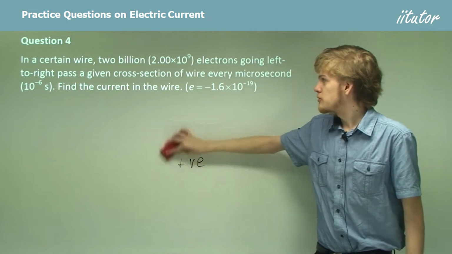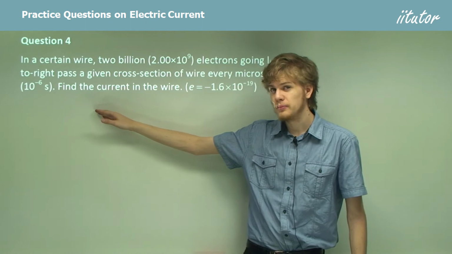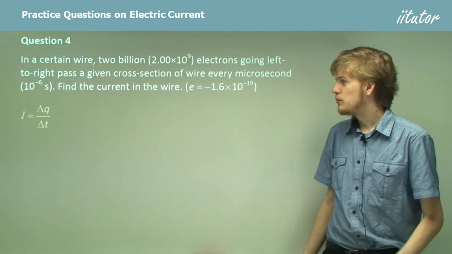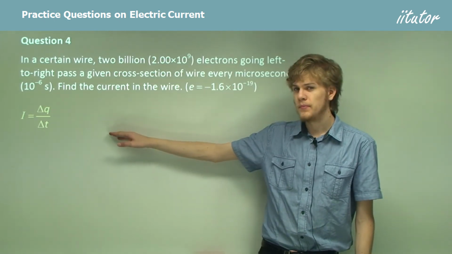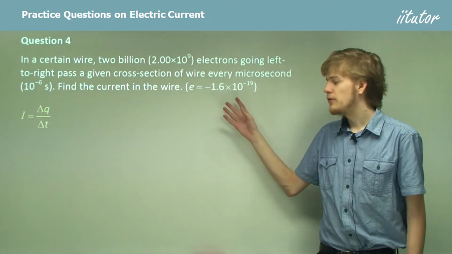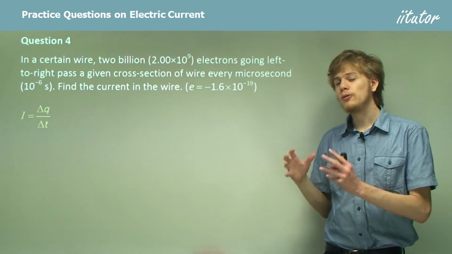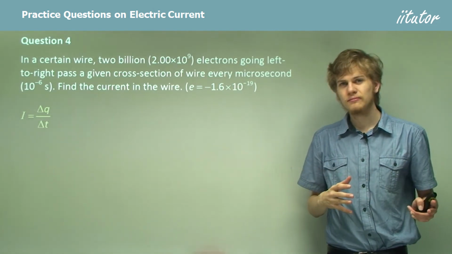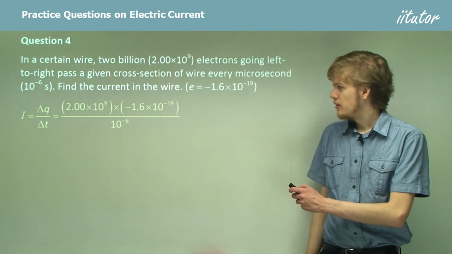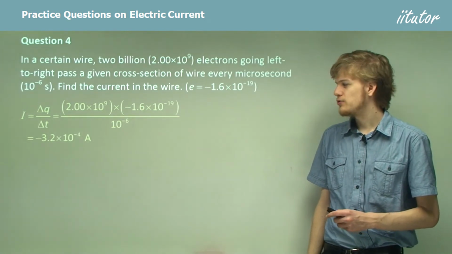We know the number of electrons passing through the cross-sectional wire, and we know the amount of time in which they do it. What we need then is this equation. Current equals change in charge over the change in time. But how do we find the change in charge? Well, what we do is we multiply the charge of the electron by the number of electrons, and that gives us the total charge moving through the cross-section. Makes sense, right? So, substituting those in, we end up with an answer of minus 3.2 times 10 to the minus 4 amps.